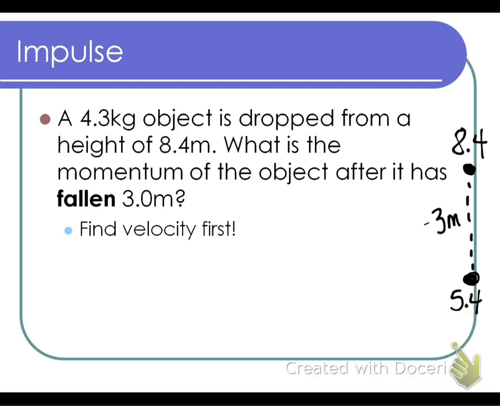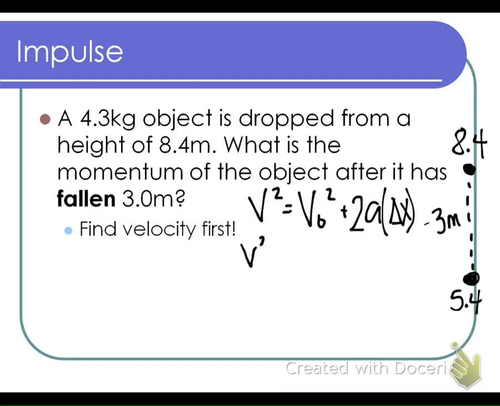Okay, so what kinematics equation can we use if we don't have time and we want to solve for final velocity? We can use v squared equals v sub o squared plus 2a delta x, or delta y in this case since it's vertical. All right, what's our initial velocity of a dropped object? 0. Good. All right, so we're going to solve for v final. We know this is 0.